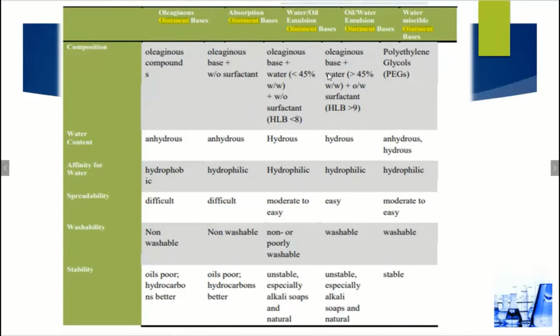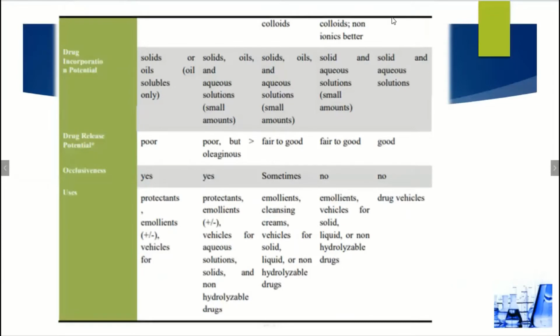So basically the composition is water and oleaginous base, and only the surfactant nature converts the base from water in oil to oil in water. So it is hydrous, and its water affinity is hydrophilic. It loves water because it has a water content greater than 45%. Its spreadability is greater because it has water in it, and its washability is good because it has water in it, and it follows the like-dissolves-like rule. And its stability: it is unstable, especially in the presence of soaps, natural colloids, and non-ionic batters.